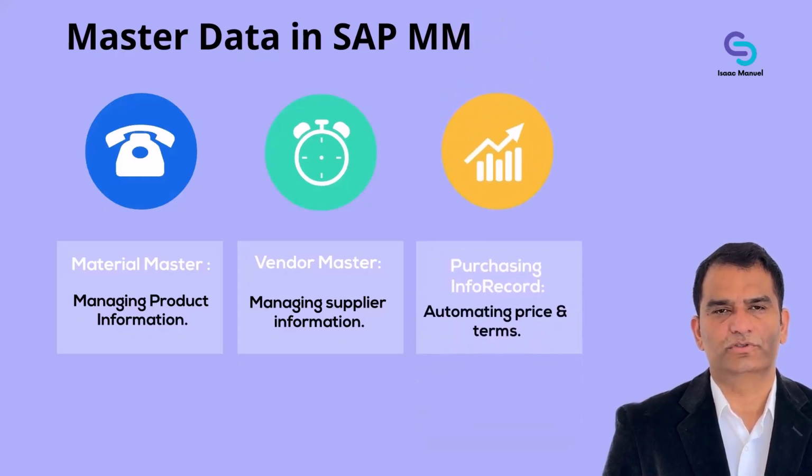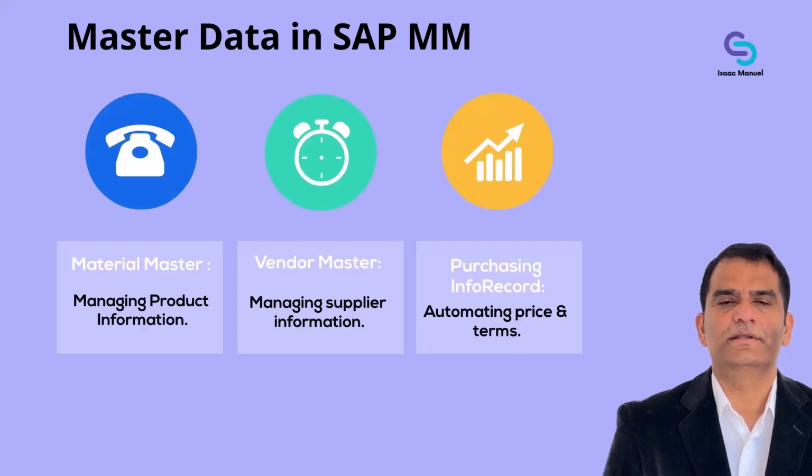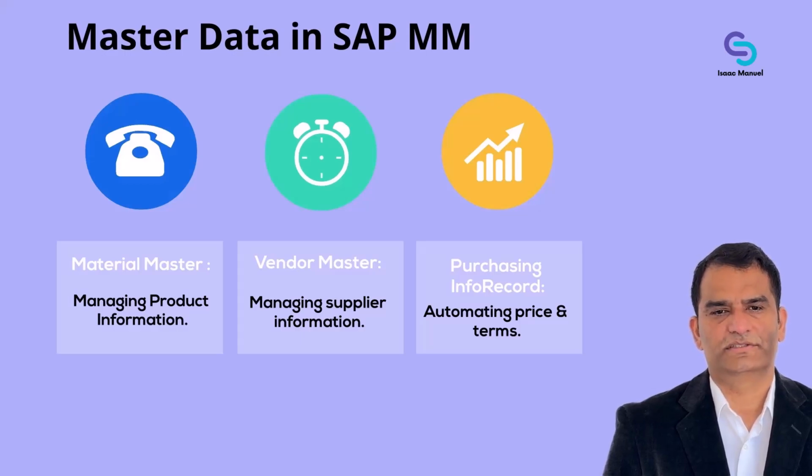Purchasing info records store vendor-specific pricing and delivery terms. When creating purchase orders, SAP MM retrieves this data automatically, reducing manual entry and ensuring consistent pricing.